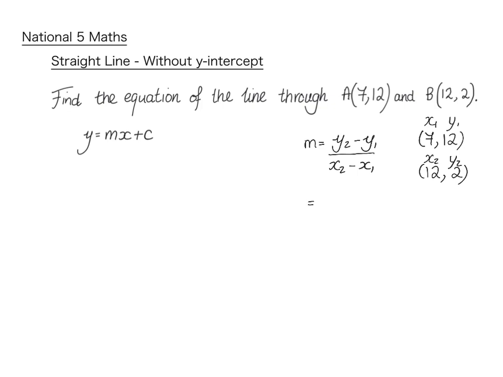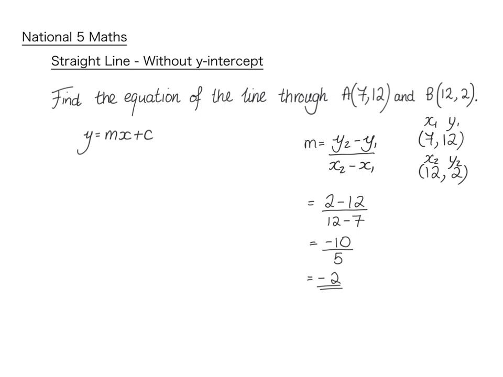So on the top we've got 2 take away 12, and on the bottom we have 12 take away 7. So 2 take away 12 is minus 10, and on the bottom 12 take away 7 is 5. So for this line we've got a gradient of minus 2. Again, that's just reminding us that going from left to right, it will slope down the way, so it'll be going down as we go across our page.